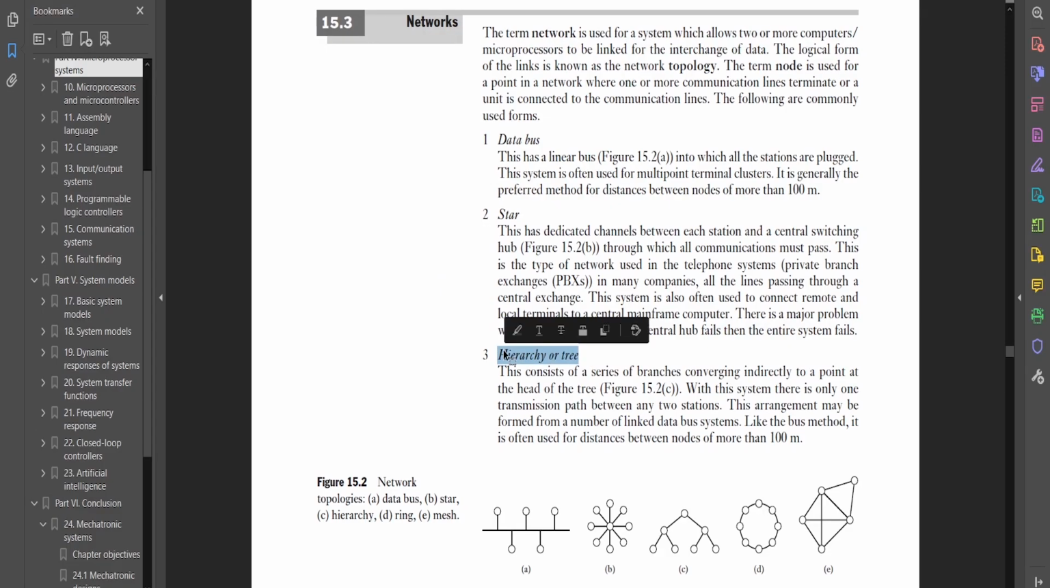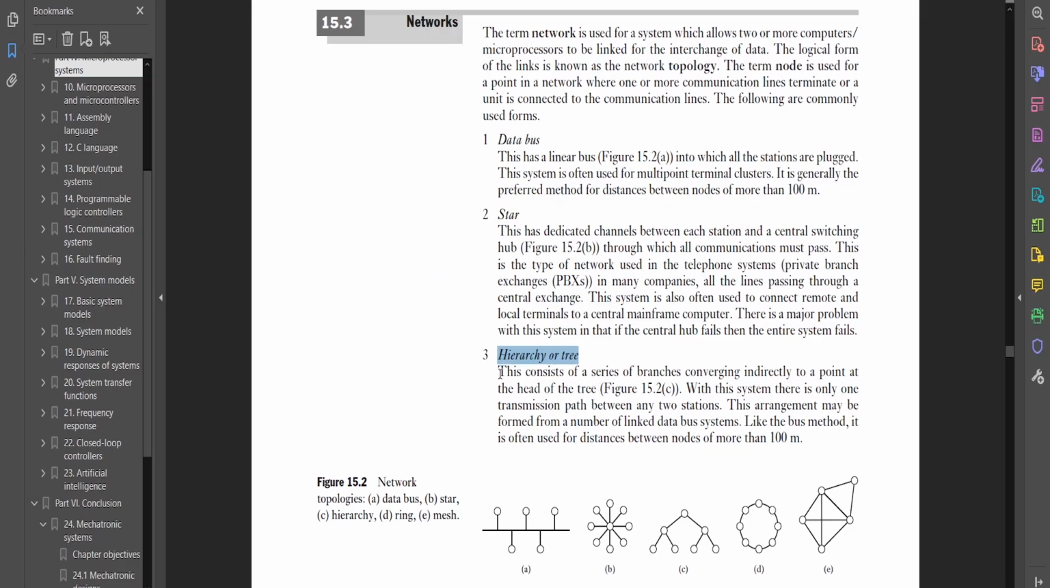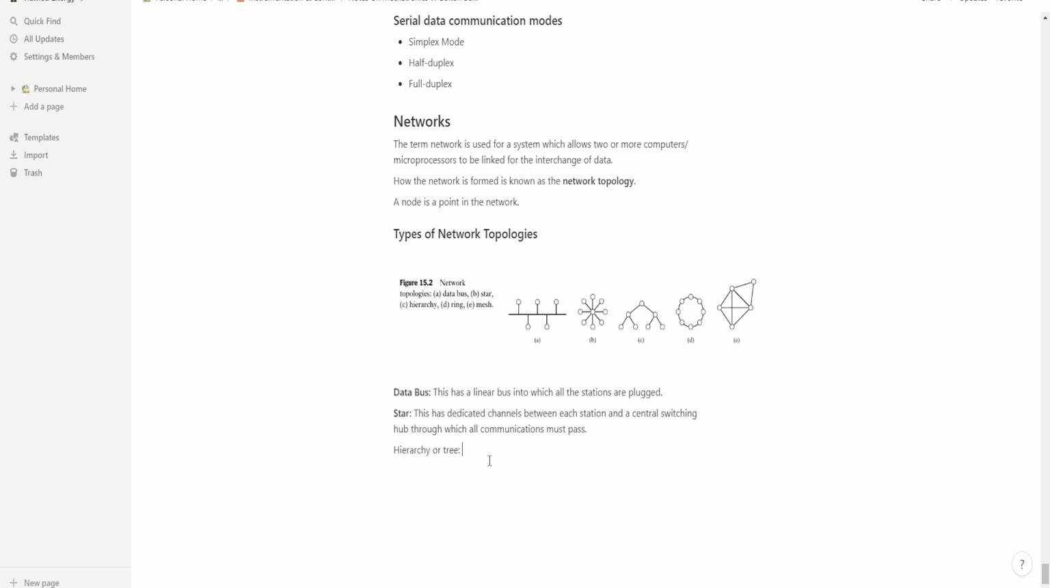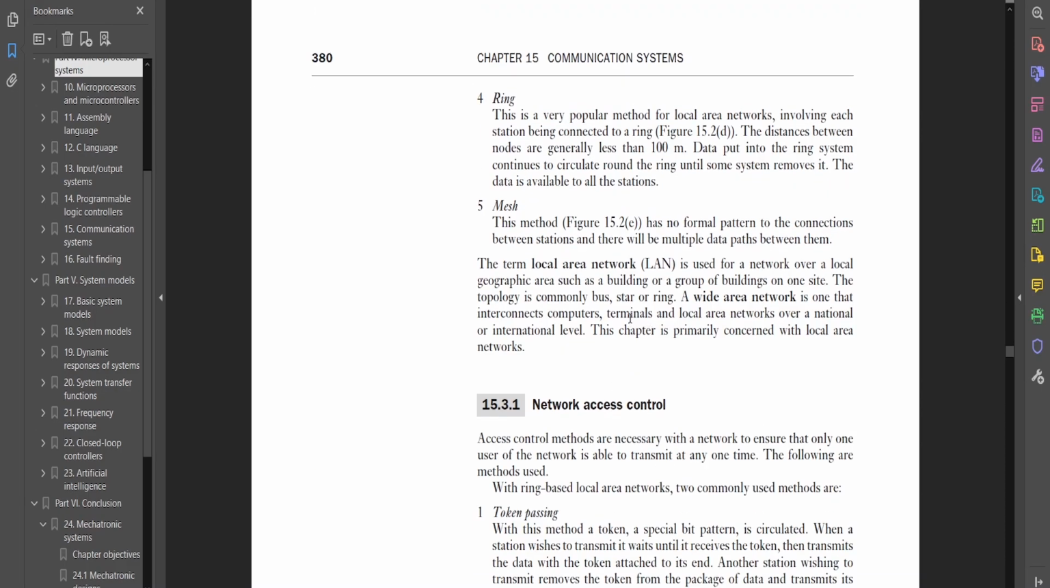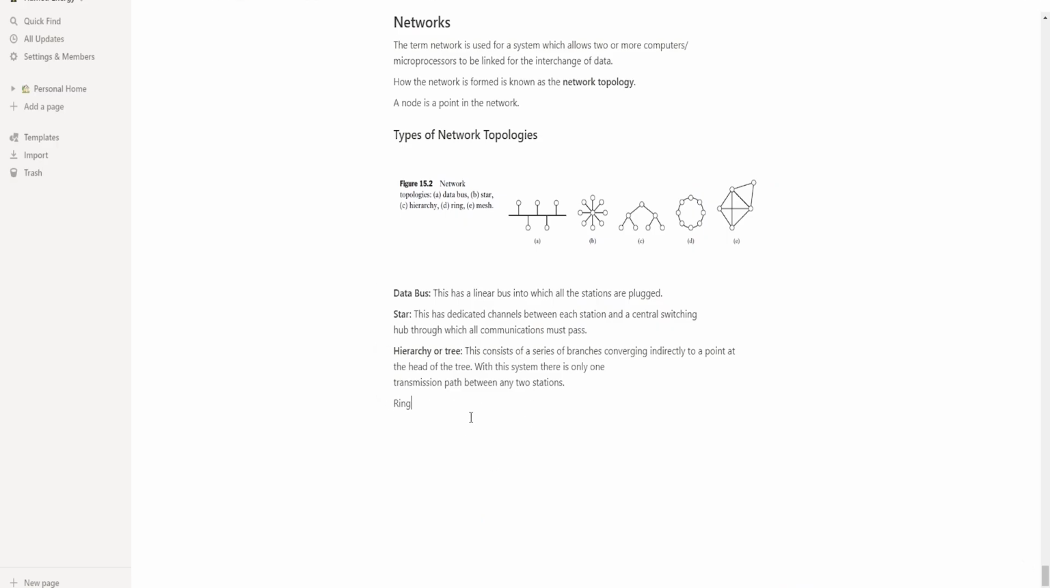And hierarchy or tree. This consists of a series of branches converging indirectly to a point at the head of a tree. With the system, there's only one transmission path between any 2 stations. Cool. That's cool. I'm learning a lot, man. Oh, they've even done ring and mesh. Nice. Okay. So, ring.